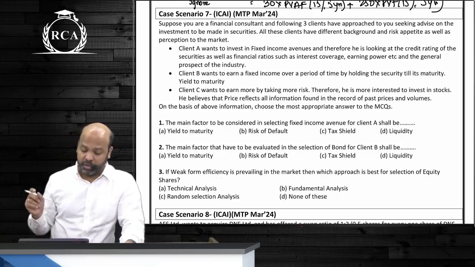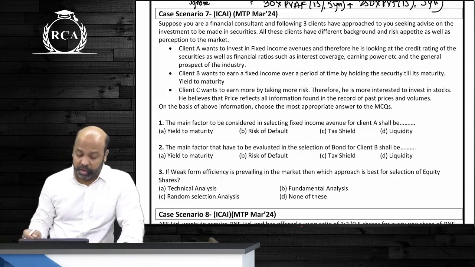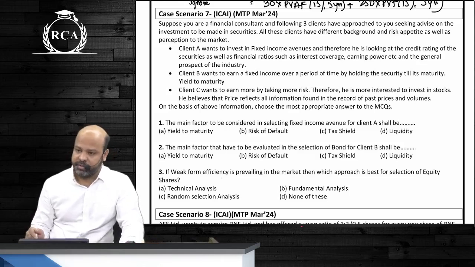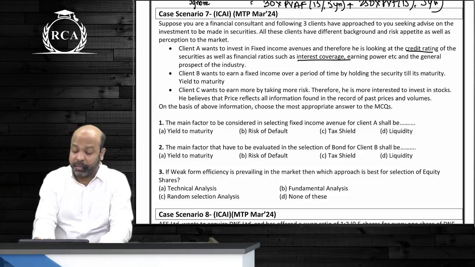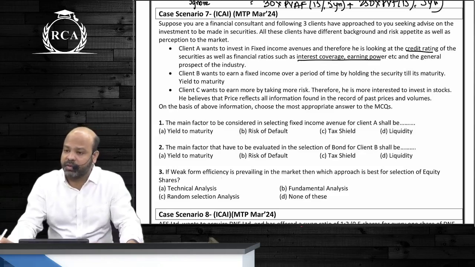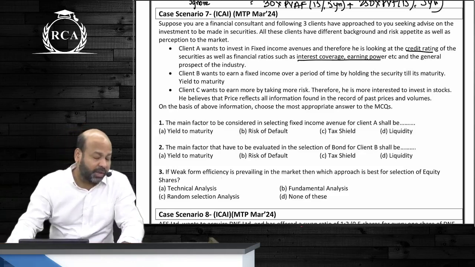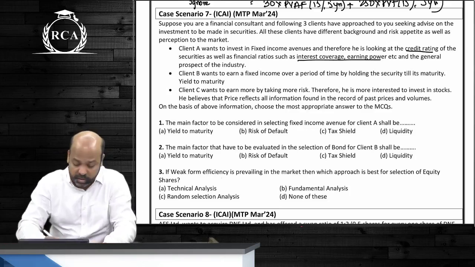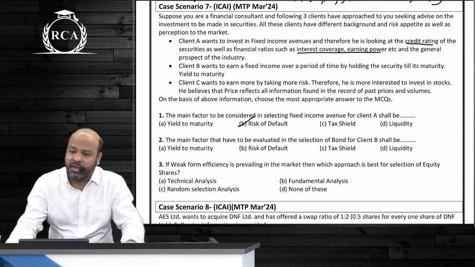The main factor to be considered in selecting a fixed income avenue for client A shall be: is it yield to maturity, is it risk of default, is it tax shield, or is it liquidity? Excellent. Because वो क्या देख रहा है बेटा? He is looking at the credit rating and the repayment capability. Yes or no, guys? The fact that he is looking at credit rating and repayment capability, he is only worried about default risk. Default risk का दूसरा नाम क्या है? Credit risk.